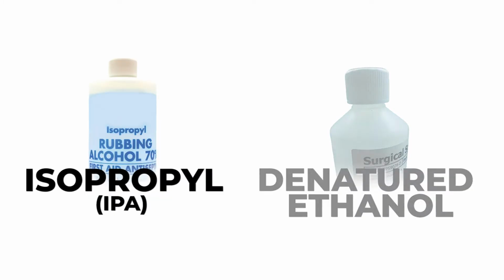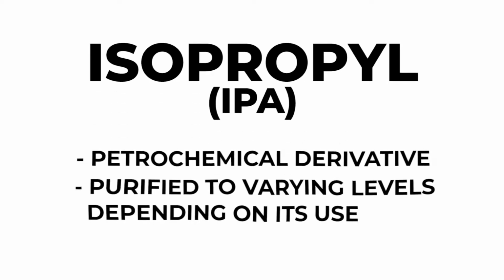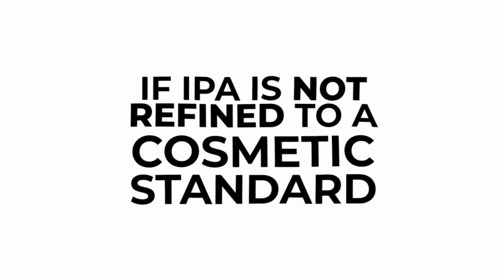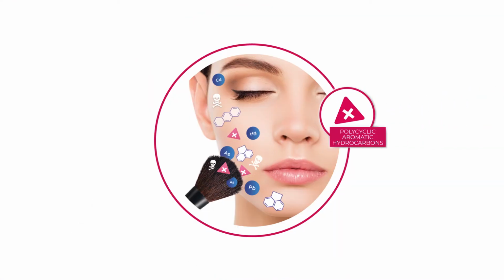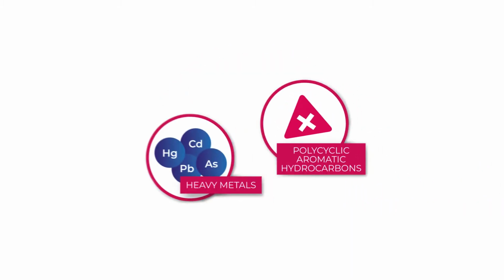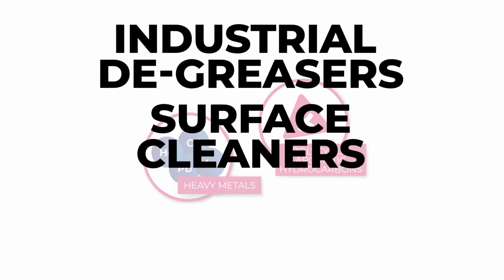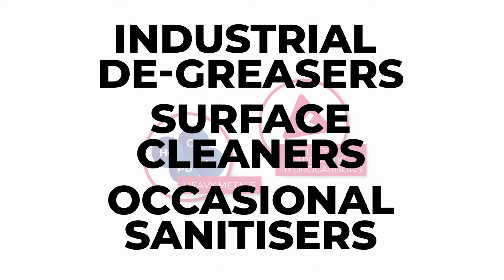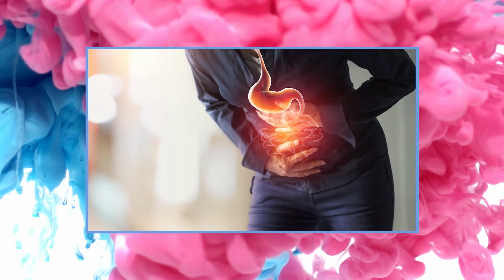Now let's look at isopropyl alcohol. Isopropyl alcohol, also referred to as IPA, is a petrochemical derivative, purified to varying levels depending on its use. If IPA is not refined to a cosmetic standard, it can contain harmful petrochemical compounds such as polycyclic aromatic hydrocarbons and heavy metals. These non-cosmetic solvents are intended to be used as industrial degreasers, surface cleaners, and occasional sanitizers. They contain toxic compounds which are known to be dangerous to the skin and to general health.